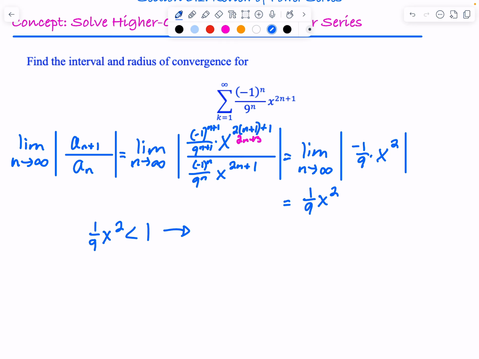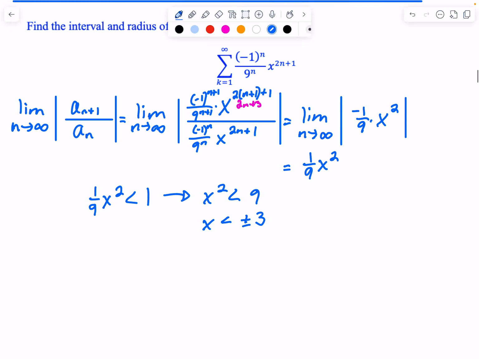Okay, what that means here is x squared is less than 9, which means x is less than positive or minus 3. All right, so there is our interval. This is going to be -3 less than x less than 3. Okay, we have to check our boundary now.